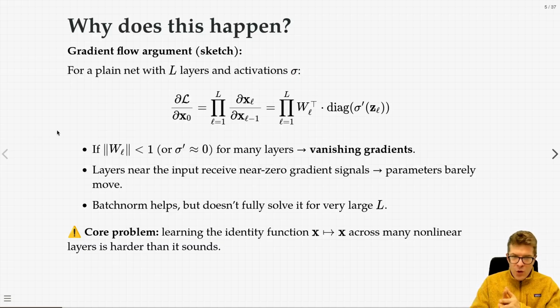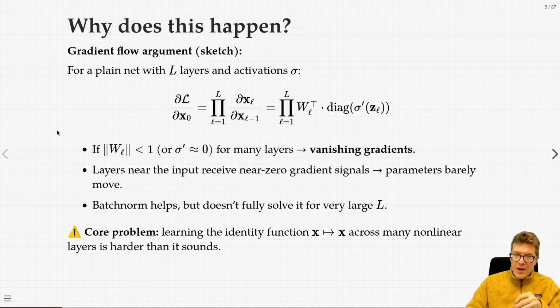Anyway, if the norms of these weight matrices are small, if they're much smaller than 1, or if the gradients of the nonlinear activations are approximately 0, then you're going to end up with vanishing gradients, and therefore you won't be able to adjust anything at the earlier layers. You're not going to learn anything. So layers near the input will receive near 0 gradient signals. This means that the parameters won't move. You're wasting time. You're wasting opportunity.